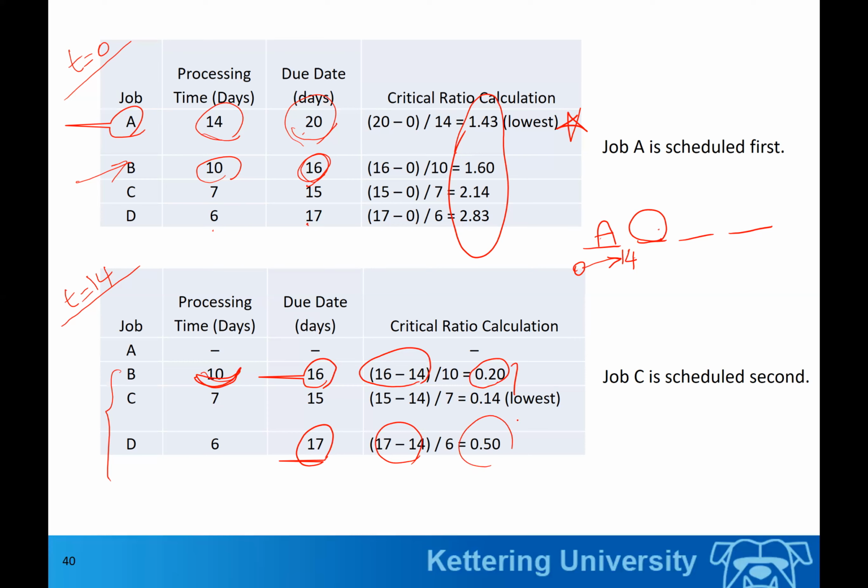Again, among these critical ratios, I will select the minimum. It seems that C has the minimum ratio. So the next job in this sequence will be job C.